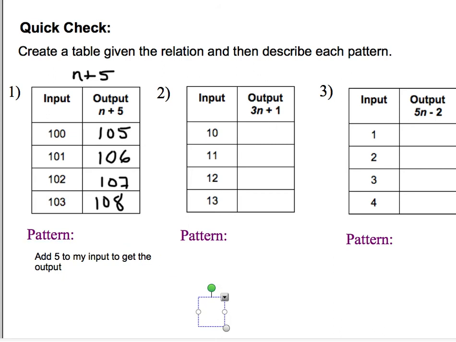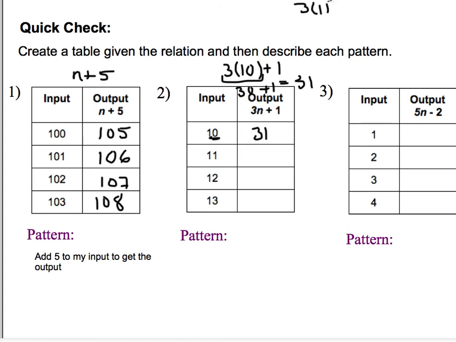This one's a little bit tougher. So this is saying 3 times some number plus 1. So 3 times some number. I'm saying now my number is 10, plus 1. I do my order of operations. So this is 30 plus 1. Multiplication comes before addition in the order. So this is 31.